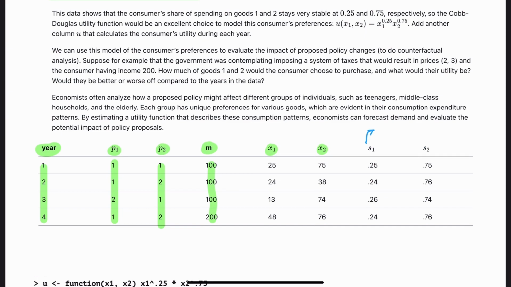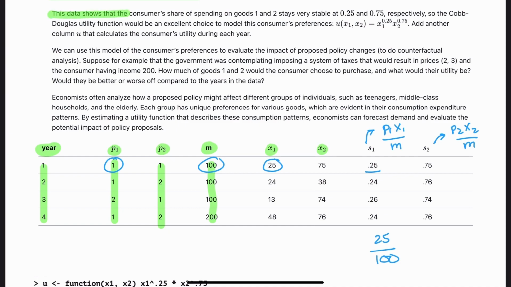The share should be the expenditure on good 1, which is P1X1, divided by the total income M. And the share of expenditure on good 2 should be P2X2 divided by M. So let's just check and make sure that makes sense. Here, P1 was 1, X1 is 25, so we'll get 25 in the numerator divided by M, which is 100, and that's why we got a 0.25 here. So that's the share.